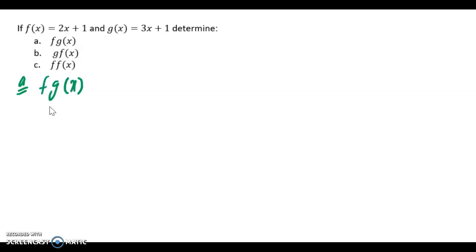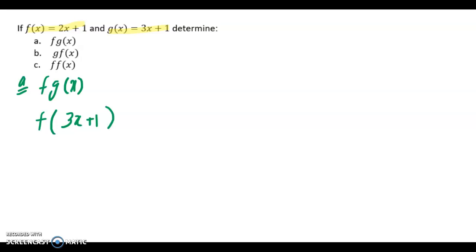So we are given the f of x function and the g of x function here. f of x is given and g of x is given, and we wish to find f of g of x. When we are trying to solve this, first of all we always write the function inside. Since we know the value of g of x, which is 3x plus 1, we can insert it here.